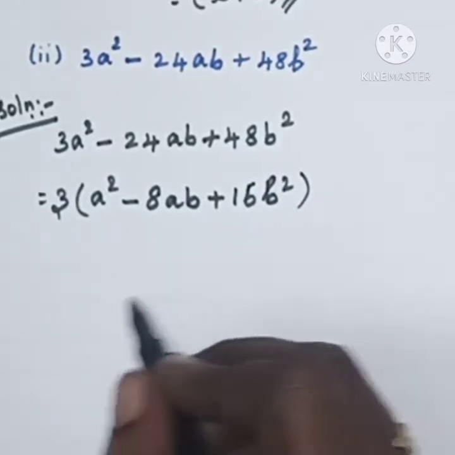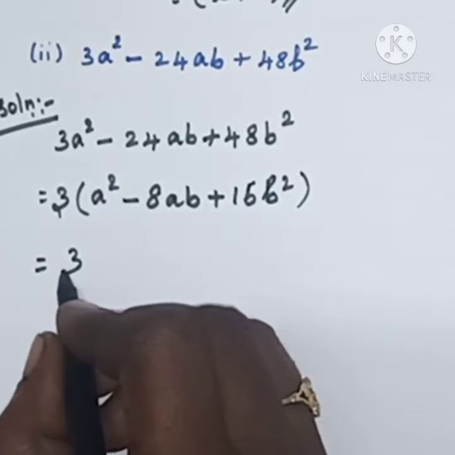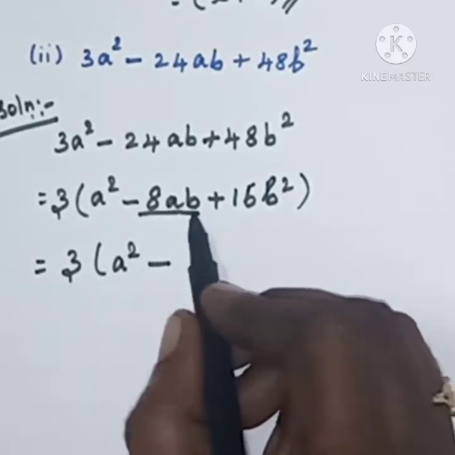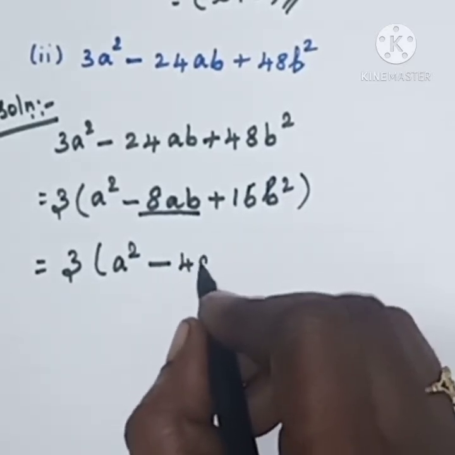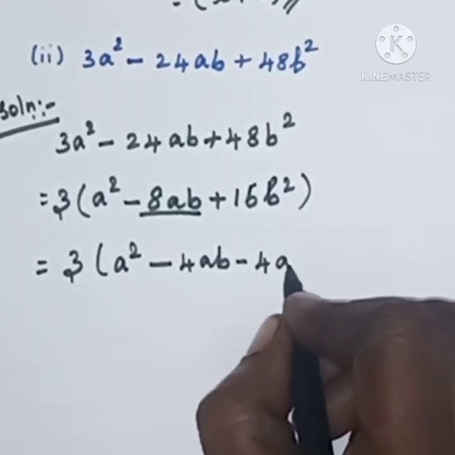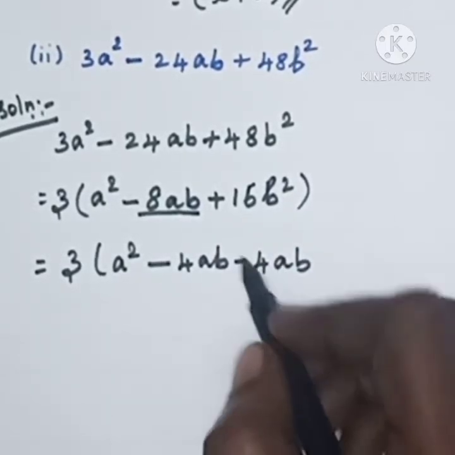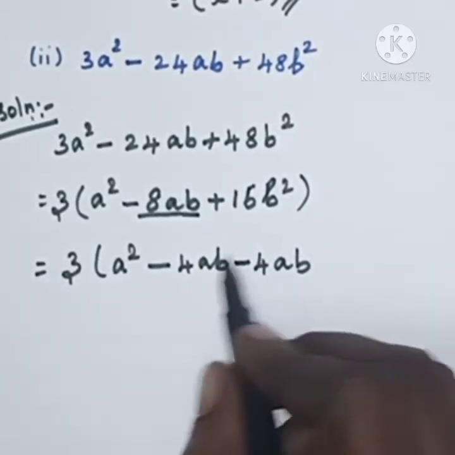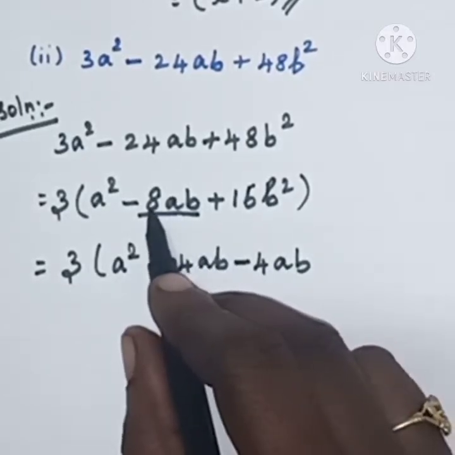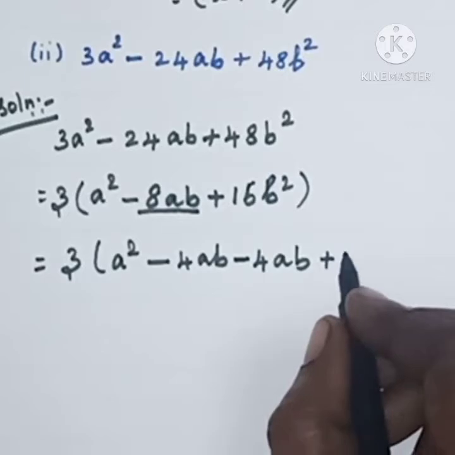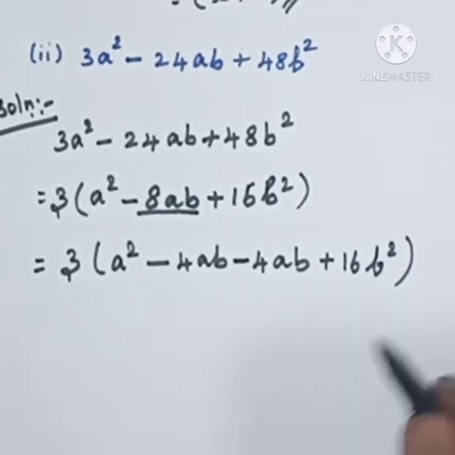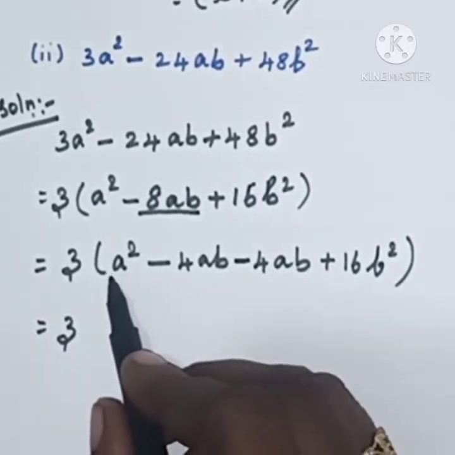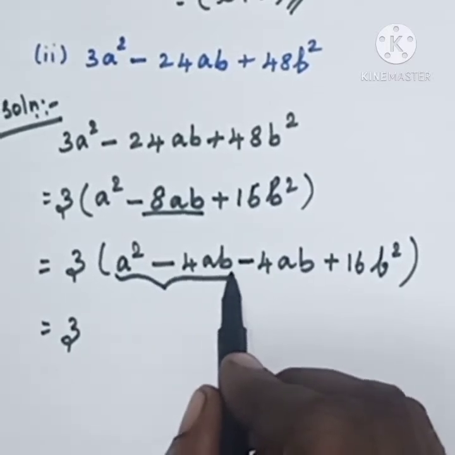Now this is equal to 3 into a square minus 8ab, which can be written as minus 4ab and minus 4ab. Adding these two terms we get minus 8ab, isn't it? And then the last term is plus 16b square. Which is equal to 3 into, split these 4 terms into 2 terms.